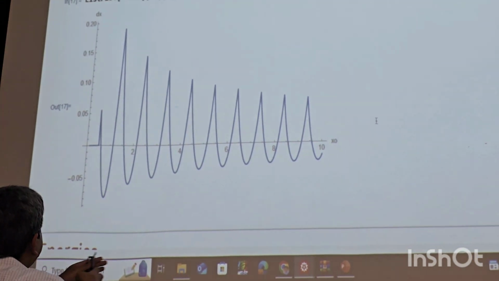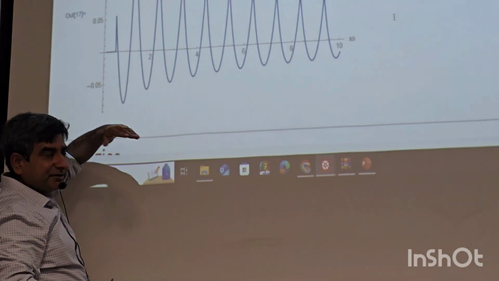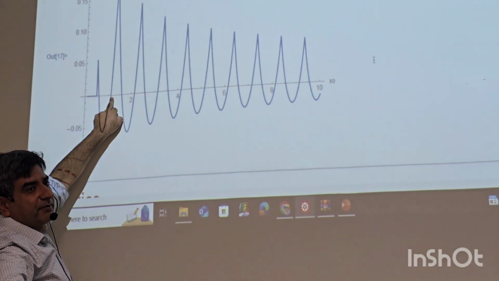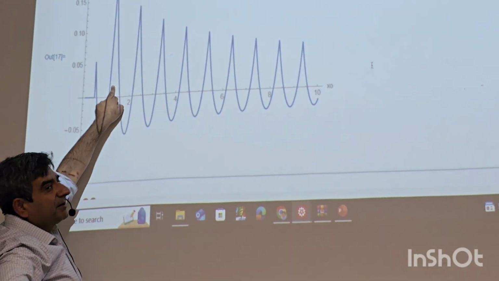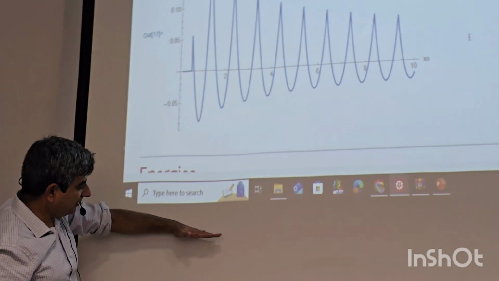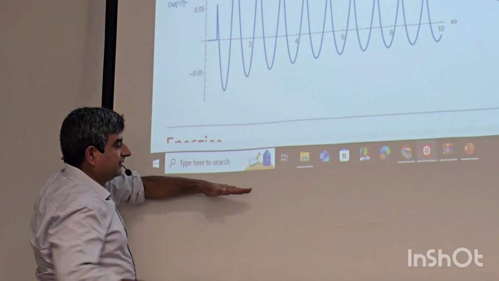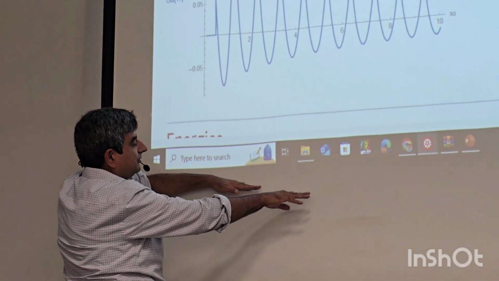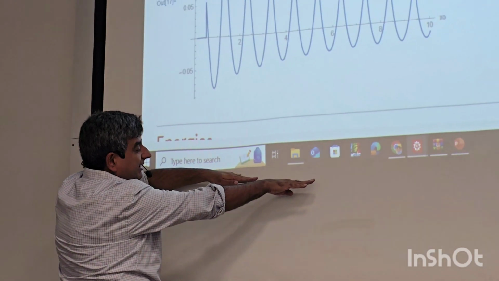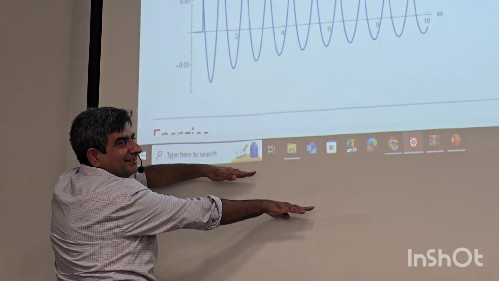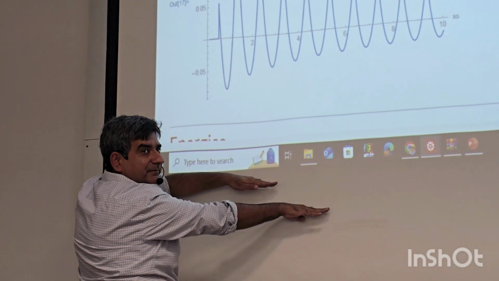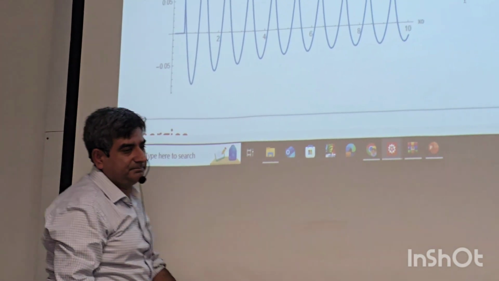So this is the zero axis. The Fermi energy sometimes goes below the unperturbed Fermi energy, sometimes it goes above the unperturbed Fermi energy. So if this is my Fermi energy in the absence of a field, for some values the Fermi energy in the presence of a field goes down, and for some values it goes up. Okay?